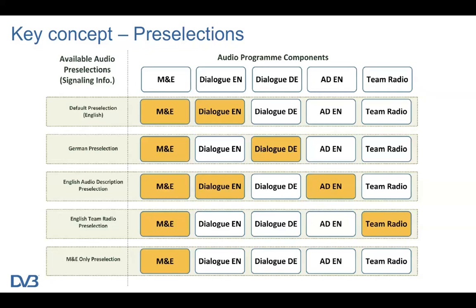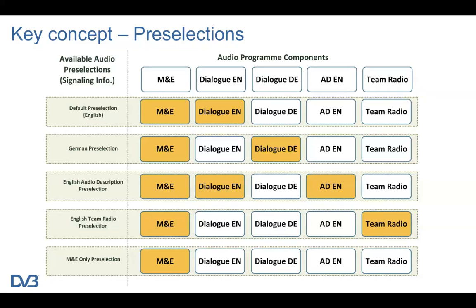So if you've got a default presentation, as you have in the top one of these, which is in English, you can offer your sound effects, your M&E, and your dialogue in English. But you might want to offer some German members of your audience a version that's tailored to them. So you take the same basic M&E component with all your underlying sound effects and music, and you add a German dialogue. But you might want to offer a pre-selection that enables your English audience to have some audio description.